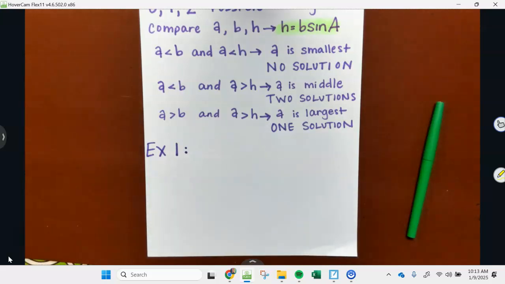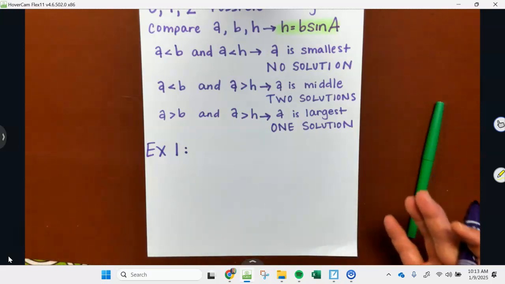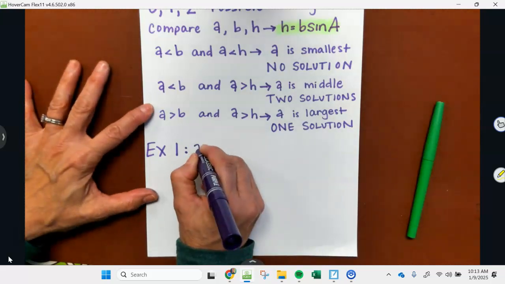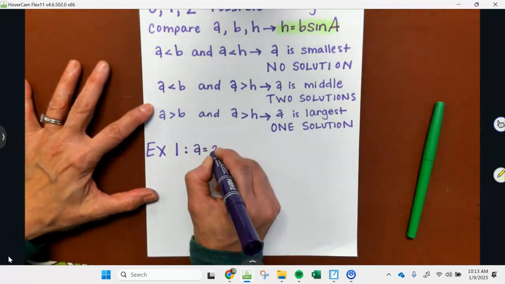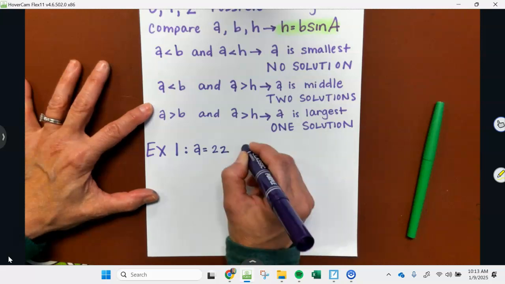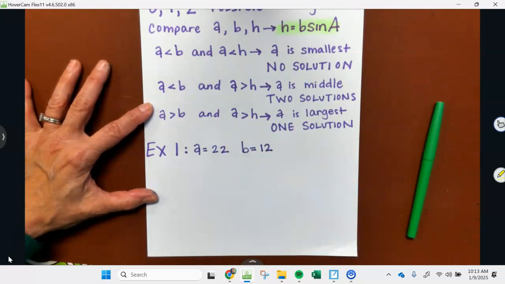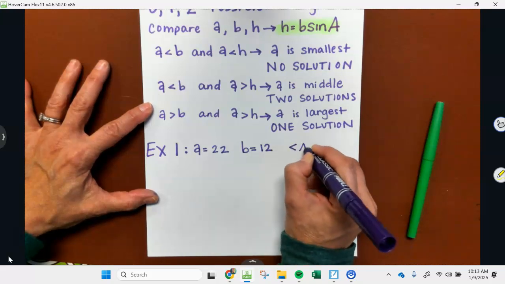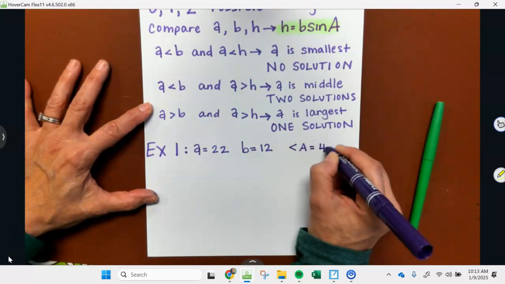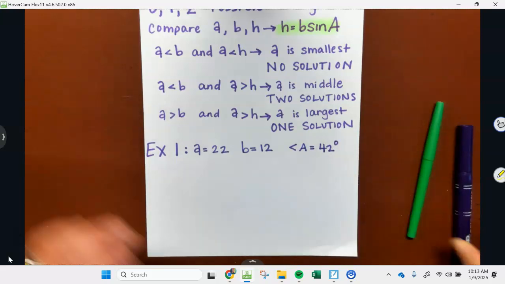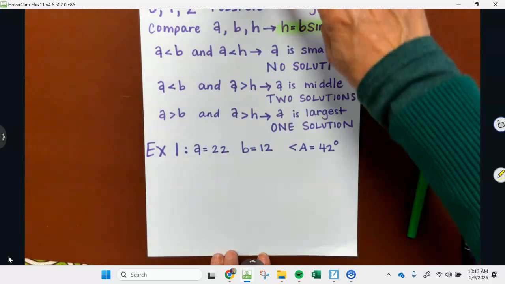All right, here's your verbal instructions. We're not going to write these instructions down. I am verbally telling you to determine if a triangle exists. Here's what's going to be given to you. You're going to get leg A. Leg A is 22. You're going to be given leg B, which is 12, and you're going to be given angle A. Angle A is 42 degrees. You have to figure out if something exists from that.